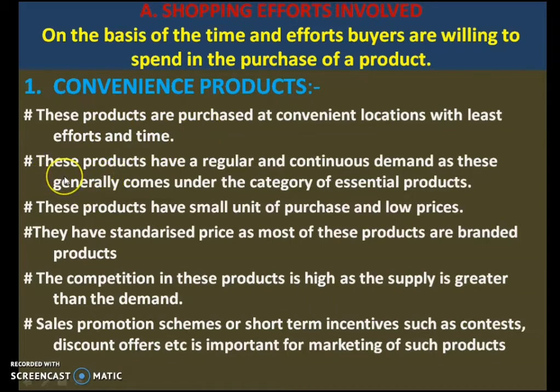Then the second characteristic feature of convenience product is that this product has a regular and continuous demand, as these generally come under the category of essential product. So as the convenience product comes under the essential product, there is a regular and continuous demand for this product. Toothpaste, sugar, salt and all that come under essential product, and they have continuous demand. Okay. Then this product has small units of purchase and low price.